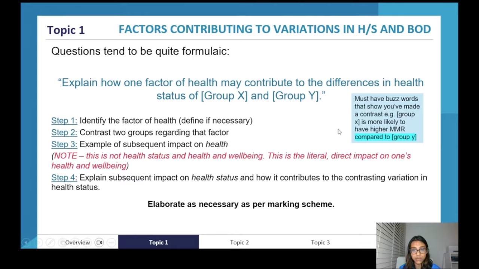And then contrast. So this is very important. You must have buzzwords or phrases that show you've made a contrast. So group X is more likely to have a higher MMR compared to group Y. Compared to. That has to be somewhere in your answer, so that the examiner can be super clear that yes, you've definitely compared the two.